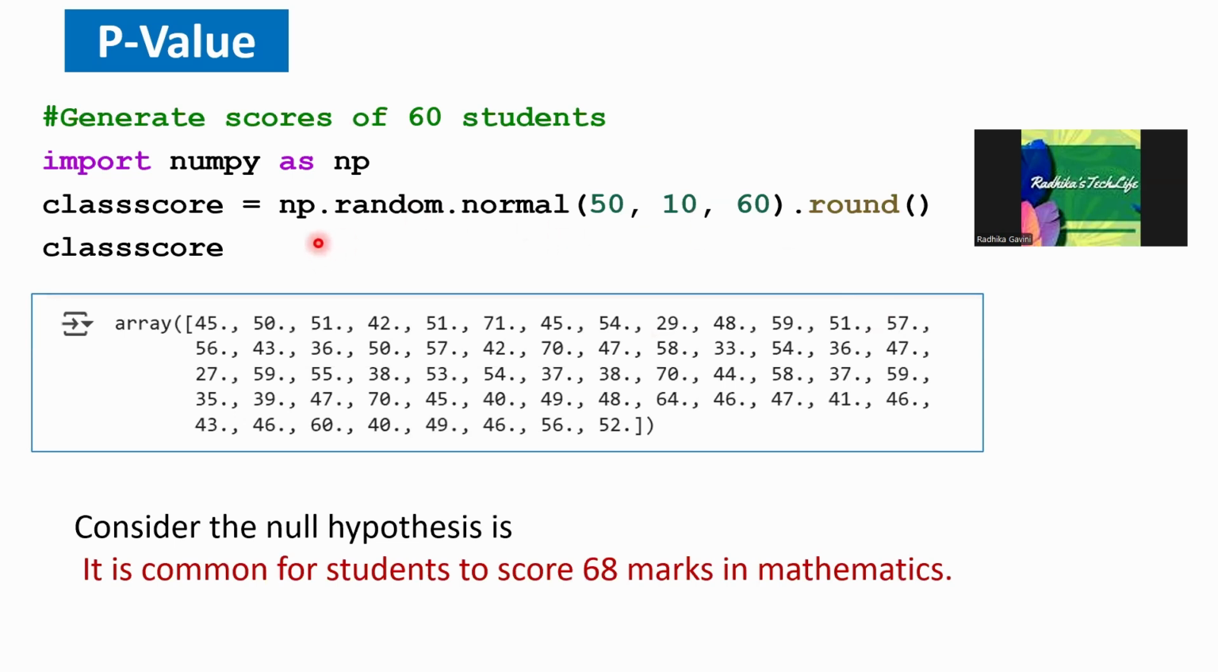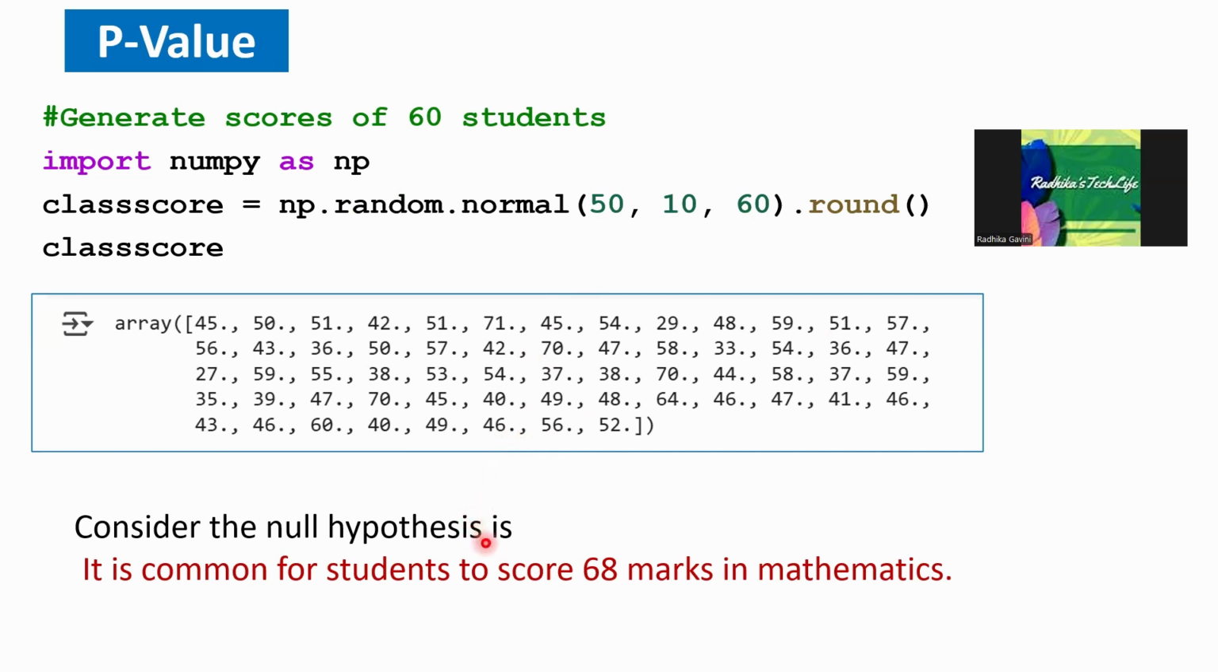Let us understand the p-value further by taking an example. By considering the scores of 60 students in a class, we are generating a normal distribution with a mean value of 50 and standard deviation of 10, and we are generating 60 scores of the students. So class score equals np.random.normal. 50 is the average value and 10 is the standard deviation and 60 is the number of values that we are generating. So this is the output which gives the scores of 60 students.